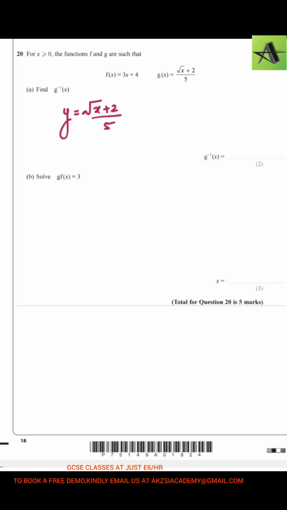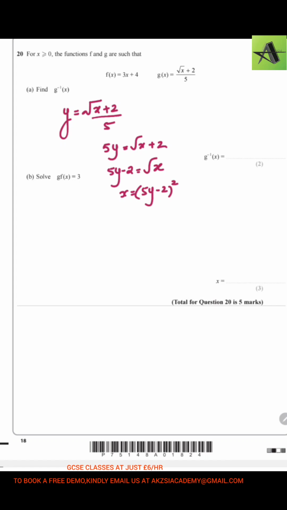So multiplying both sides by 5, I'll get 5y equals root x plus 2. Subtracting 2 from both sides, 5y minus 2 is equal to root x. And we are making x the subject, so at the very end I have to square it to get the value of x. So x is (5y minus 2) whole squared.